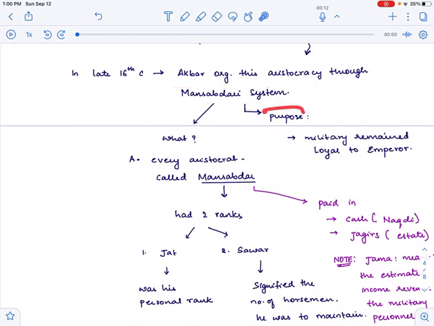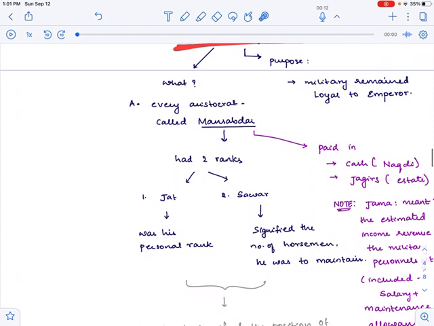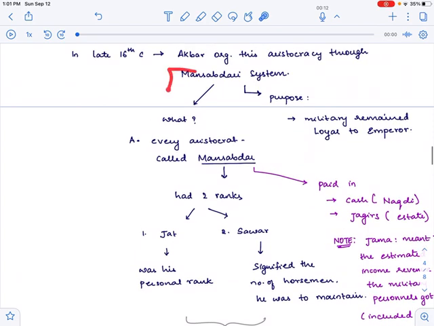Now that we have understood the purpose, it's important that we understand what the Mughals did to ensure that this purpose is upheld. So with this comes the question of what actually is meant by the Mansabdari system. Basically, under this system, all the aristocrats were called Mansabdars. So everyone who was respected was called a Mansabdar. So they were given this title.